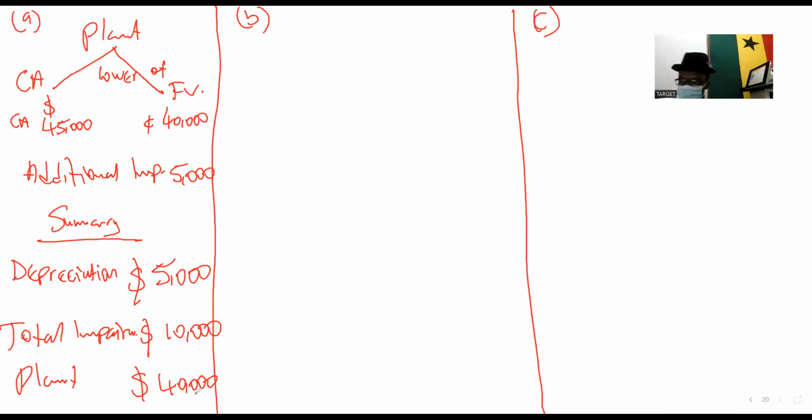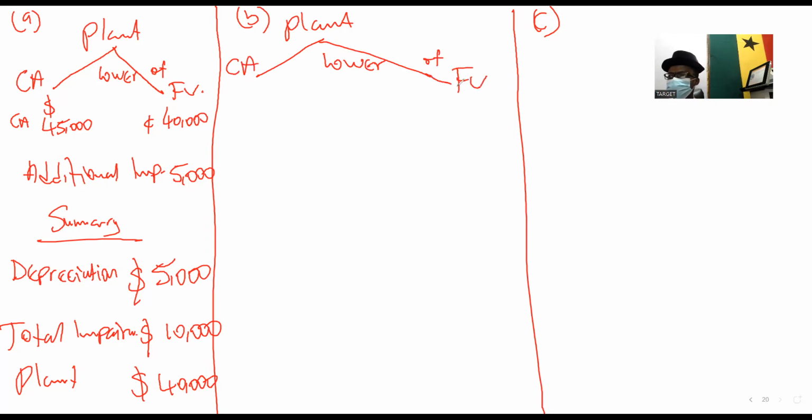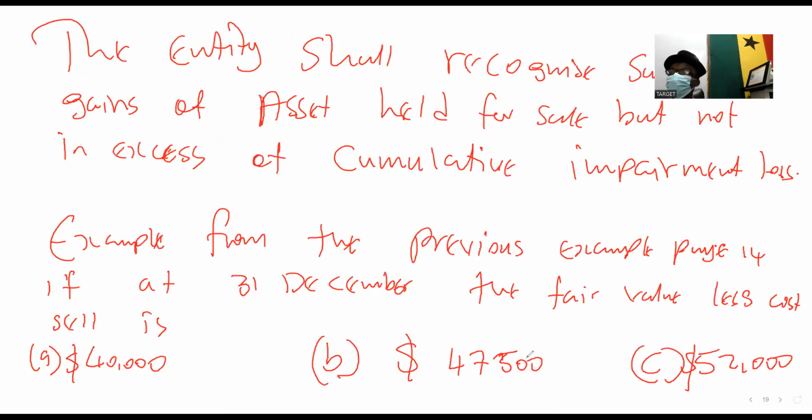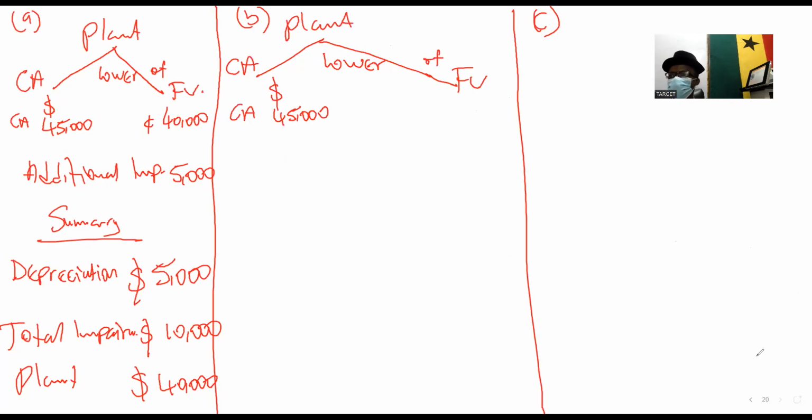Let's go to the second scenario. In all the scenarios, you must tell the examiner we still measure the plant at the lower of carrying amount and fair value, less cost to sell. What's the carrying amount? It will still be $45,000. This time around, what do they say the fair value less cost to sell is? 47,500. Wow.